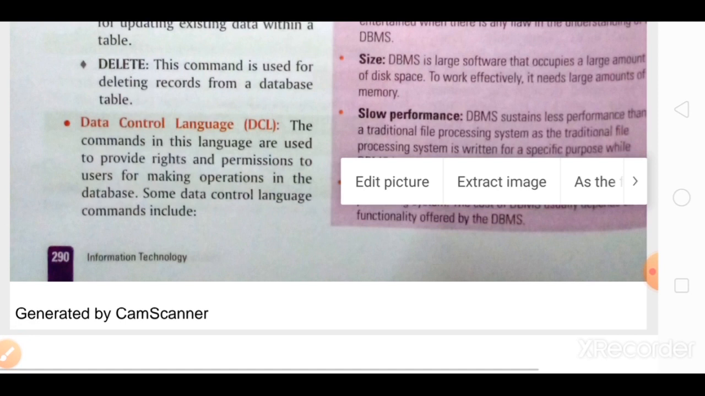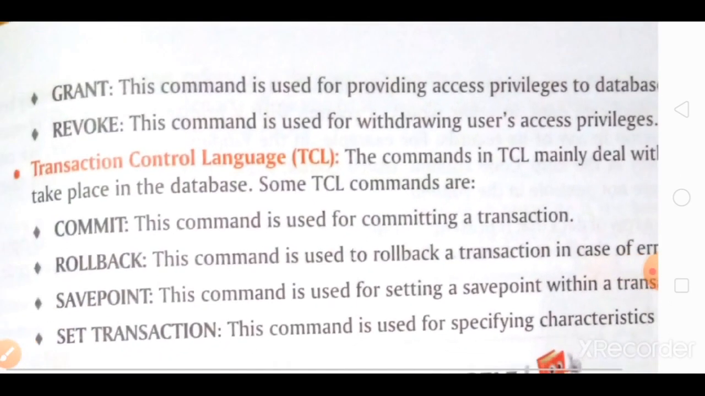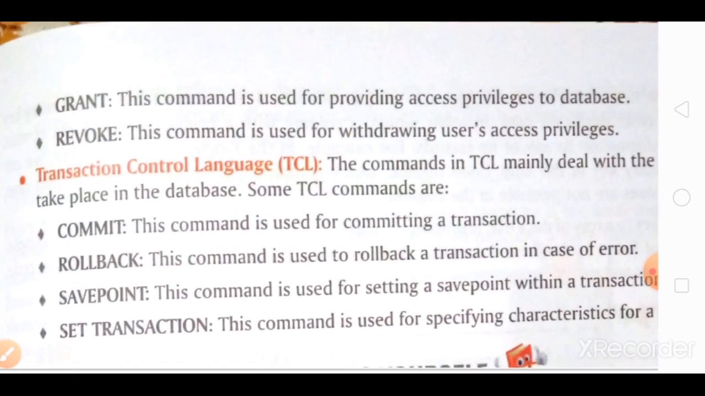So the word control means there may be some permission, some rights on the table, that who can change the record, who can only see the record. So these types of permission can be given or taken with the help of the DCL command. In the DCL command you have mainly two commands.